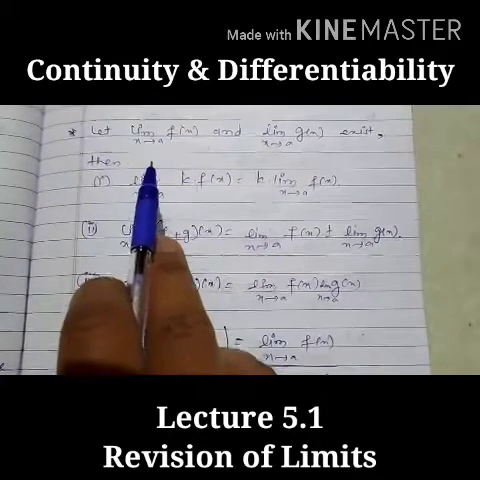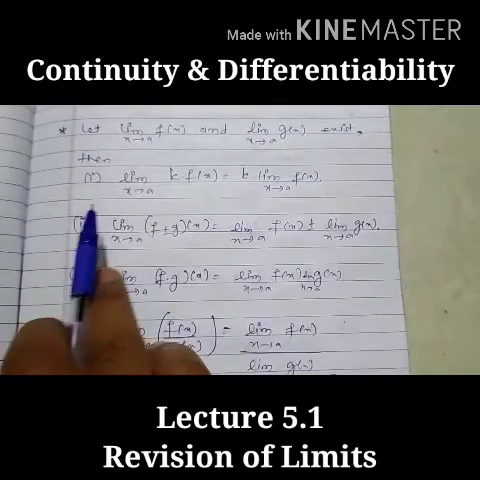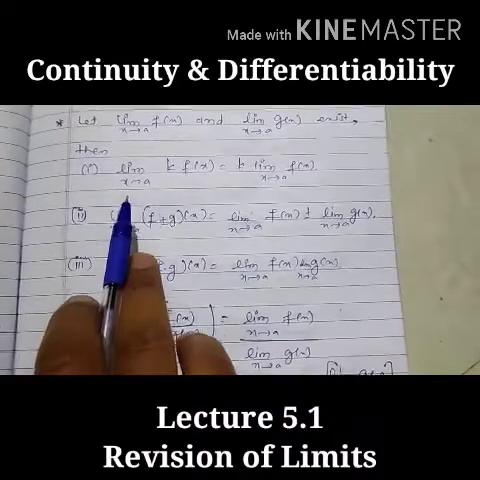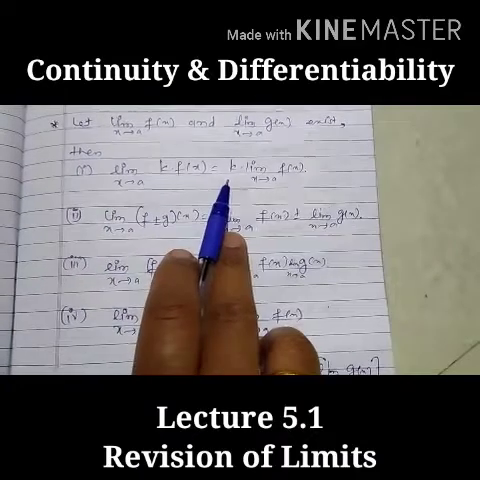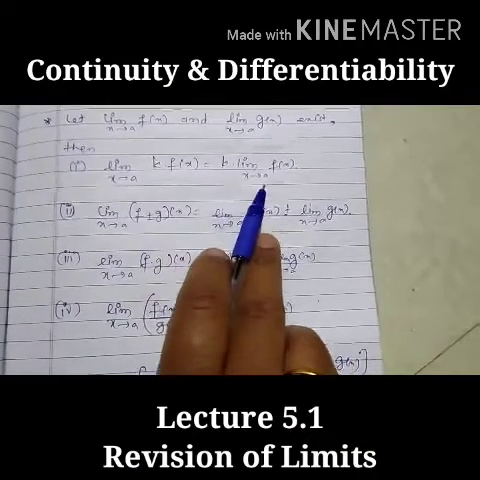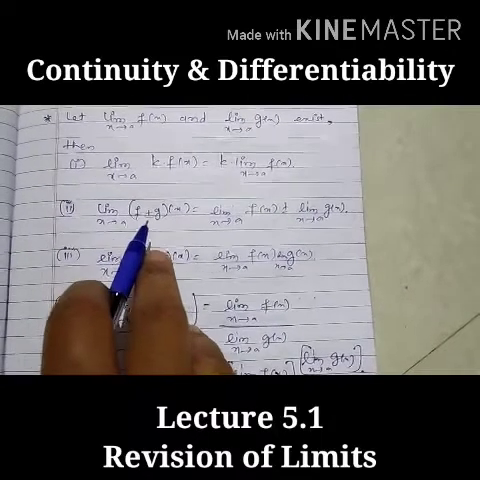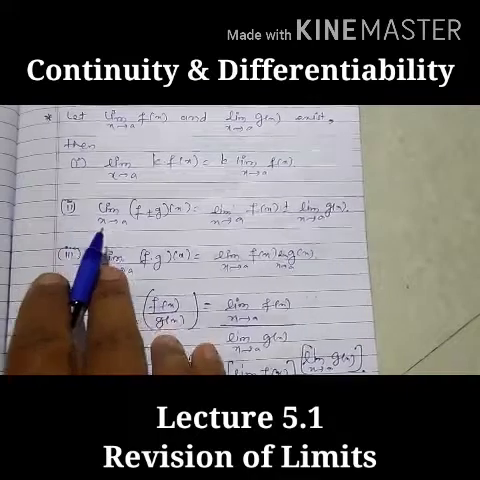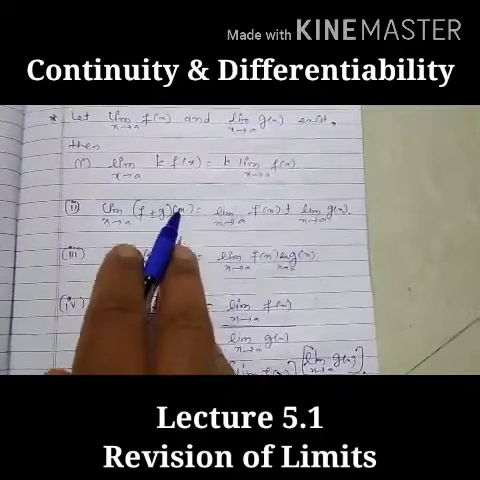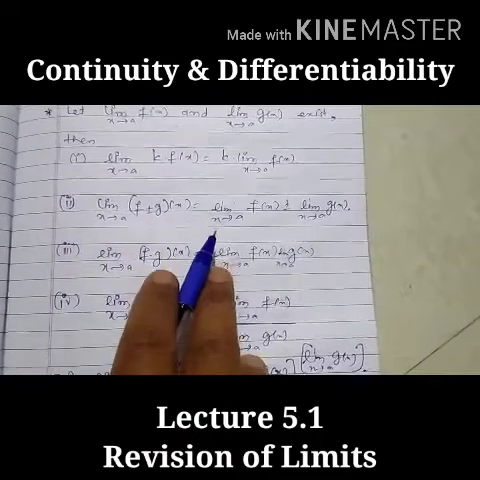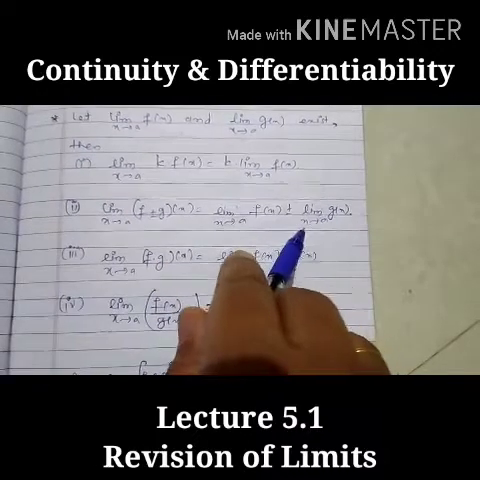Let limit as x tends to a f of x and limit as x tends to a g of x exist. Then first one, limit as x tends to a k times f of x is equal to k into limit as x tends to a f of x. Okay. Next, second one. Now for addition and subtraction of the functions, limit as x tends to a, bracket f of x plus or minus g of x. So here also we'll separate the limit.